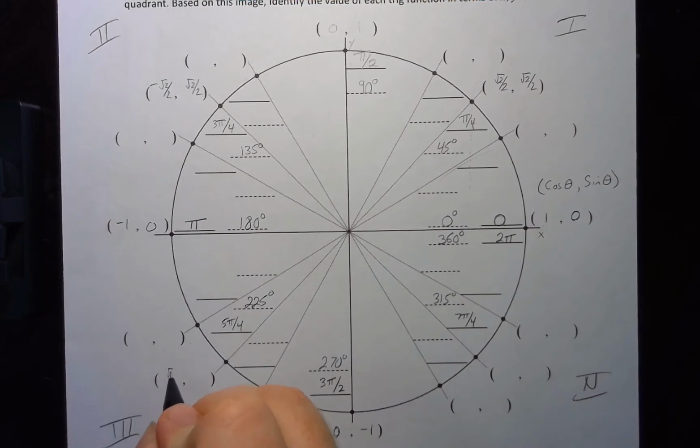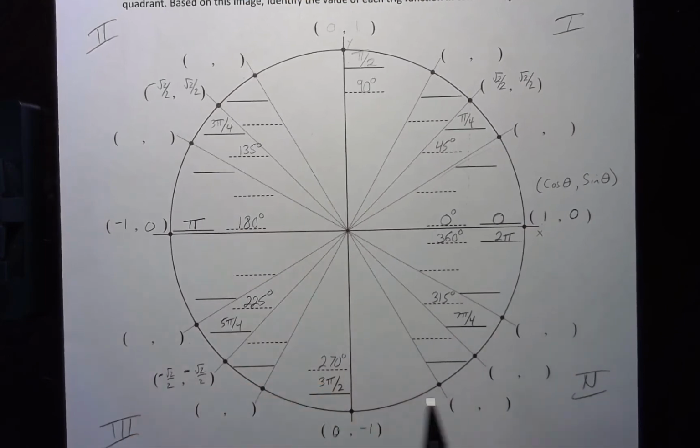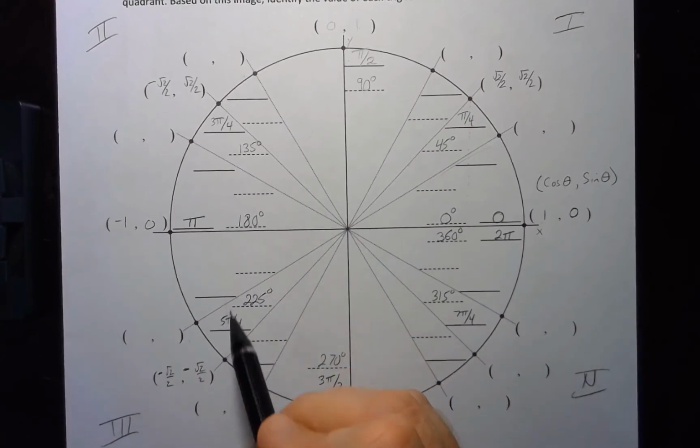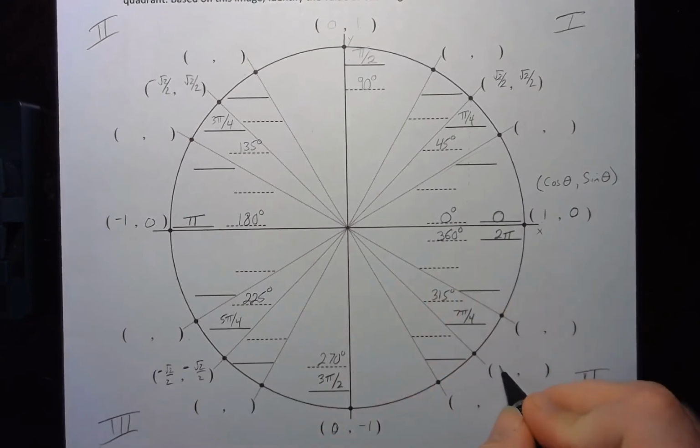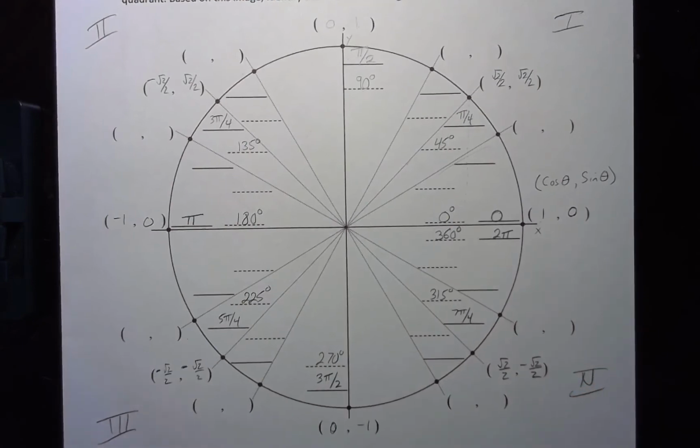So over here I'm going to have radical 2 over 2, radical 2 over 2, where both of them are negative, because in the third quadrant, everything is negative. It's a negative x and a negative y. Over here, I'm going to have a positive x and a negative y. So I'm going to have radical 2 over 2 in that middle value, and then a negative radical 2 over 2 in the y value.